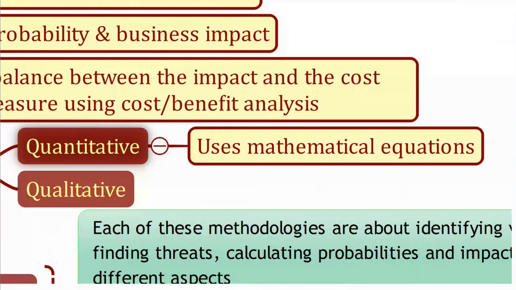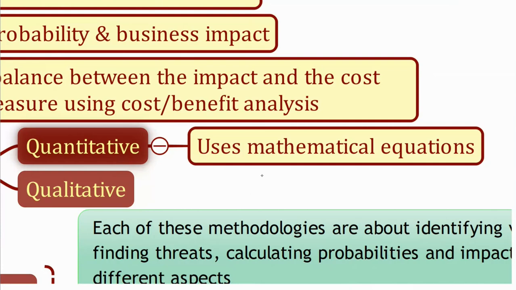We don't use our judgment. We don't use our intuition. We don't use our experience to see what could happen. Rather, we rely on hardcore numbers. We try to rely on fact as much as possible. So that is what is done under quantitative risk analysis. As it says here, it uses mathematical equations.